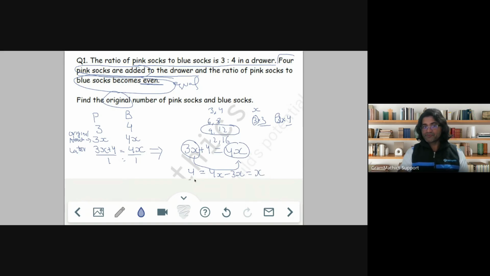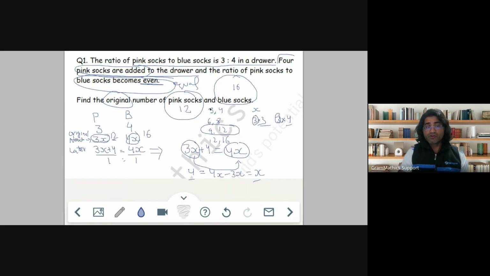If x is 4, I can put this back here. 3x will become 12 and 4x will become 16. So originally I had 12 pink socks here, and 16 blue socks here. That will be my answer. Yeah?